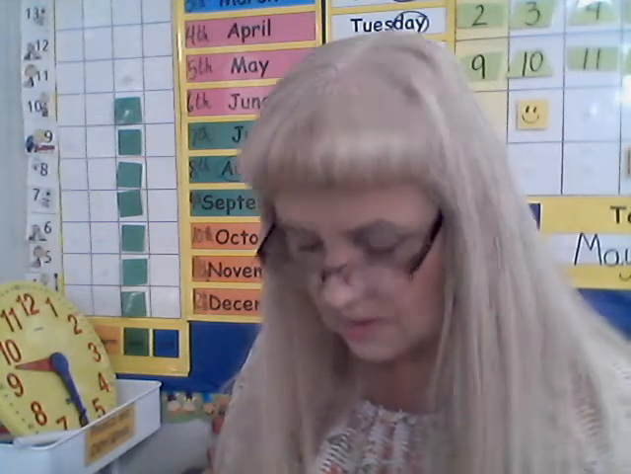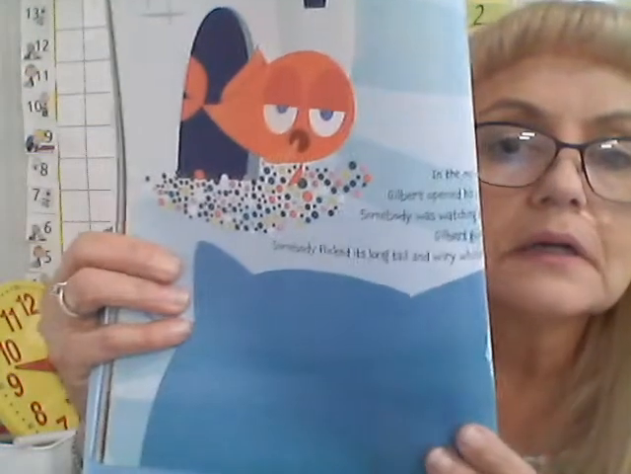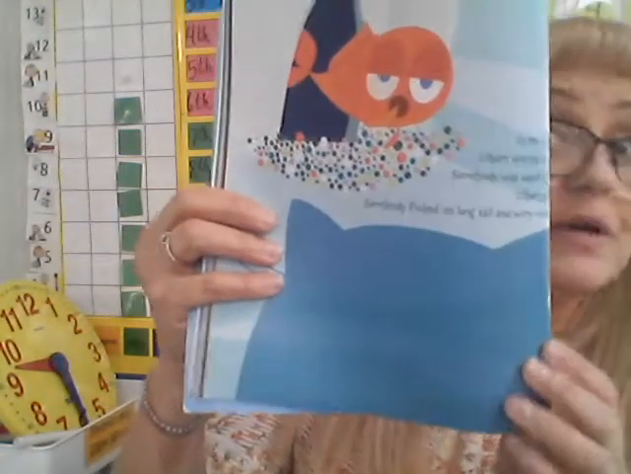In the morning, Gilbert opened his eyes. Somebody was watching him. Gilbert gulped. Somebody flicked its long tail and wiry whiskers. Who do you think it is? Oh yeah, definitely a cat.